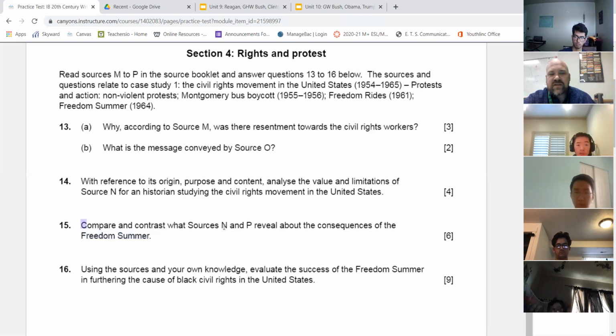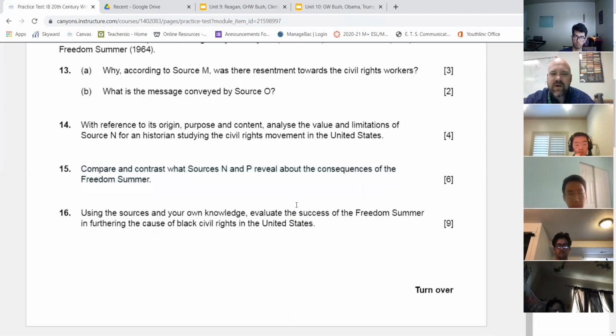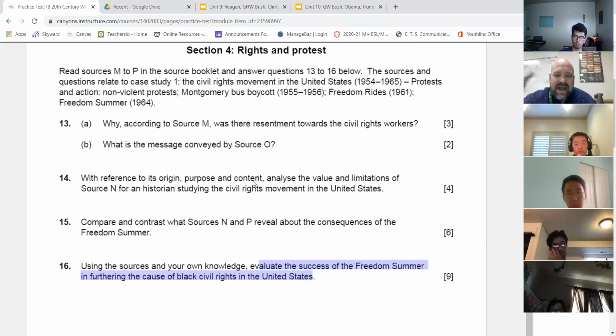So compare and contrast sources N and P about Freedom Summer. One is probably going to talk about the consequences being successful, and one will probably say not successful, right? We haven't even looked at the sources, and I think you can already crack it. And here, evaluate the success of Freedom Summer. You're going to evaluate how successful it was, and you're free to go ahead and use N and P for that. It's like a DBQ for the AP exam.